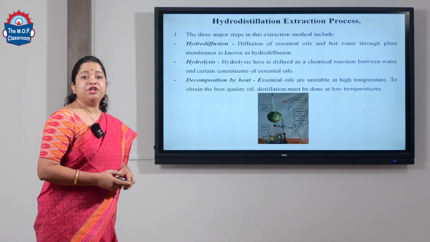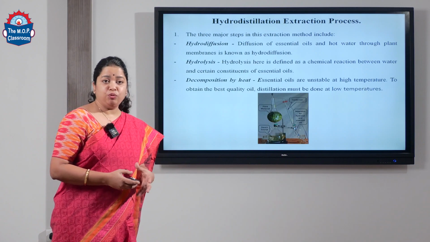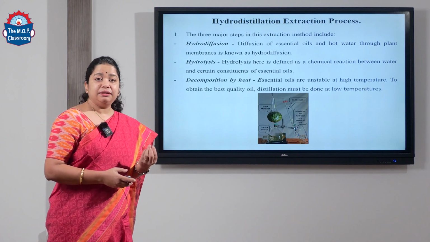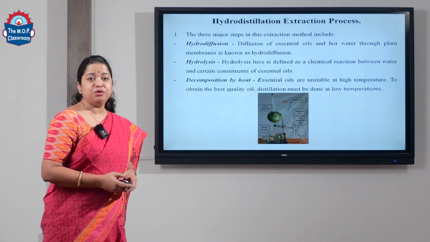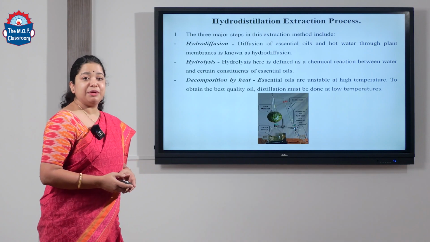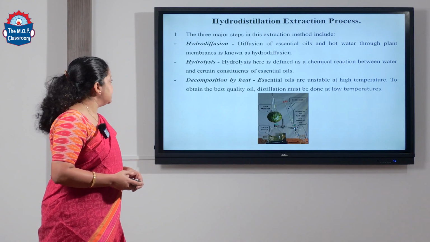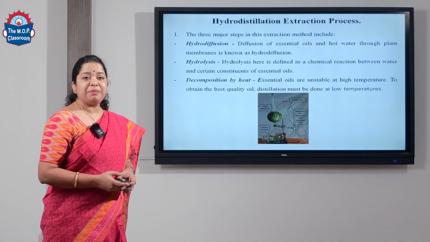That means whenever we are using some kind of spice or plant material, we are mixing it along with water, and with that agitation, the volatile compounds gradually start expelling. That is the hydrodiffusion process. You have hydrolysis. Hydrolysis is defined as a chemical reaction between water and certain constituents of the essential oils. And you have decomposition by heat.